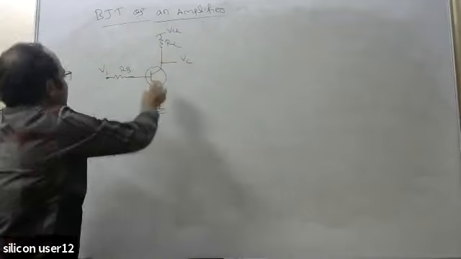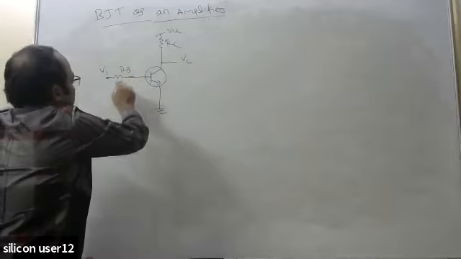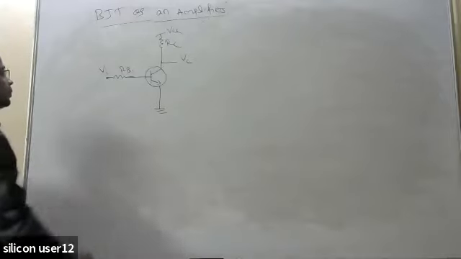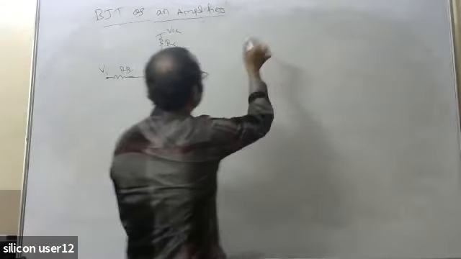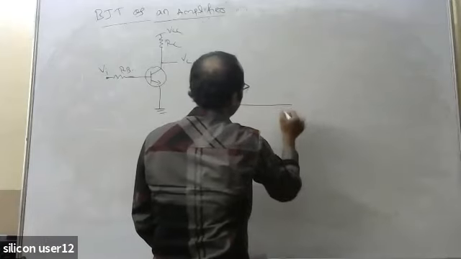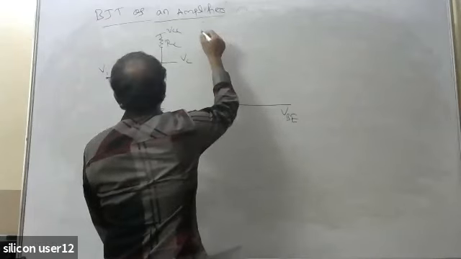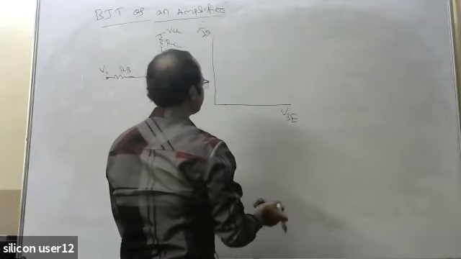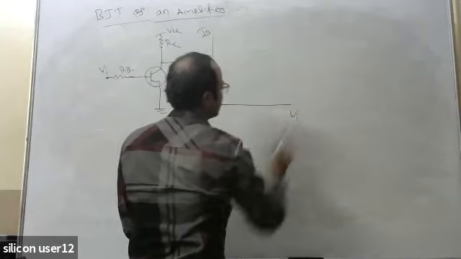So here we have a BJT. Here we are applying an input voltage VI. Okay. So here RB resistance, RC resistance, and VCC. So basically when the input voltage changes, I can draw a curve between VBE and IB. Or let's say you can also say with respect to VI.